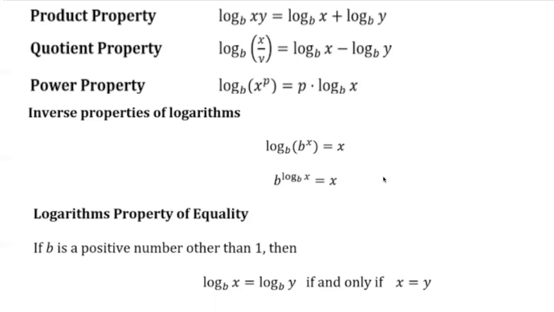The inverse properties of logarithms state that log base b of b to the x power equals x, and that b to the log base b of x power would also equal x. The logarithm's property of equality, our last property, states that if b is a positive number other than 1, then log base b of x equals log base b of y if and only if x equals y.